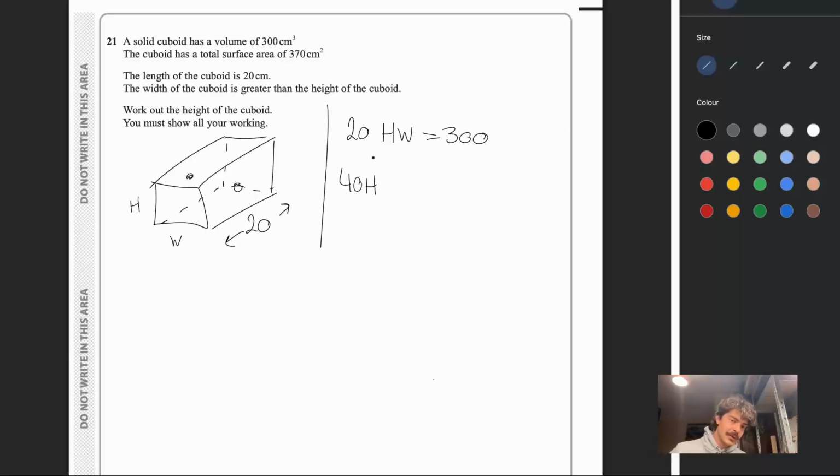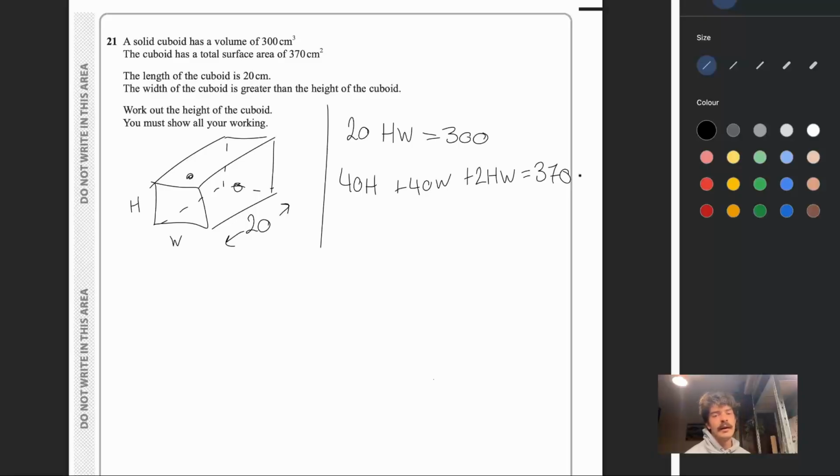So that's 40h. The same thing happens for the bottom and the top: 20w once, twice is going to be 40w. And then the square at the end is going to be hw times 2. So it's going to be plus 2hw is equal to 370.